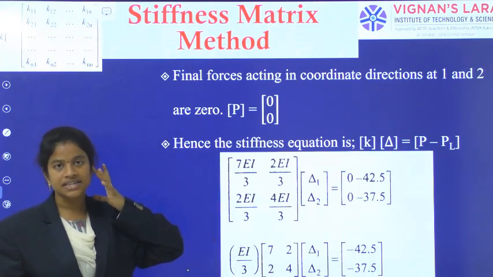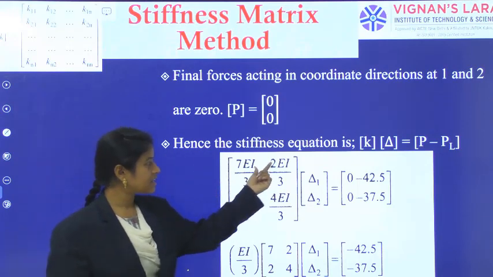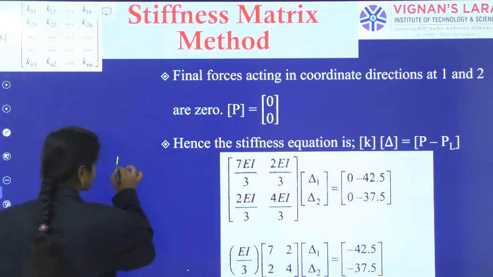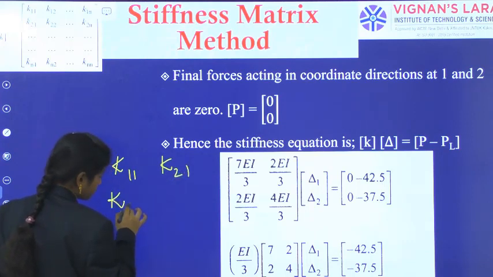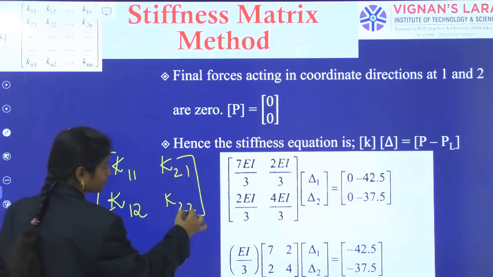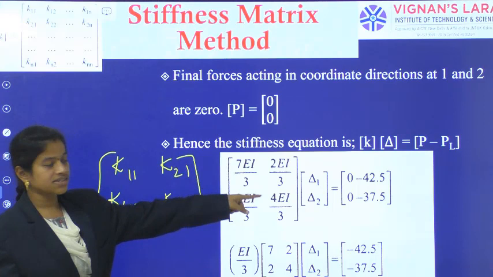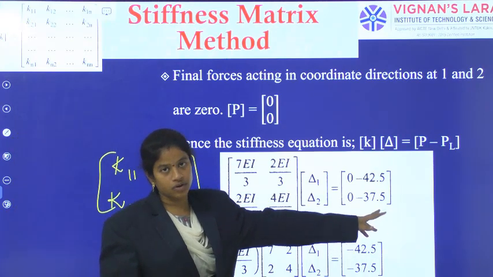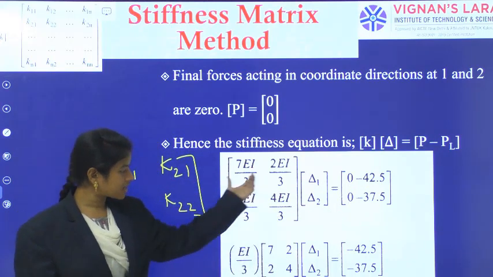So P is equal to 0, 0, and the stiffness matrix is 7EI by 3, 2EI by 3, 2EI by 3 and 4EI by 3, that is K11, K21, K12, K22, and that is multiplied by delta 1, delta 2, which is equal to P, that is 0, 0, minus minus PL, the corresponding load values.